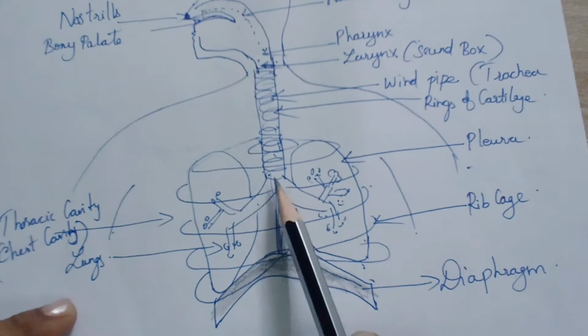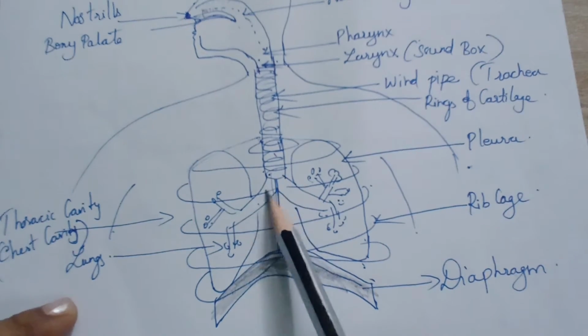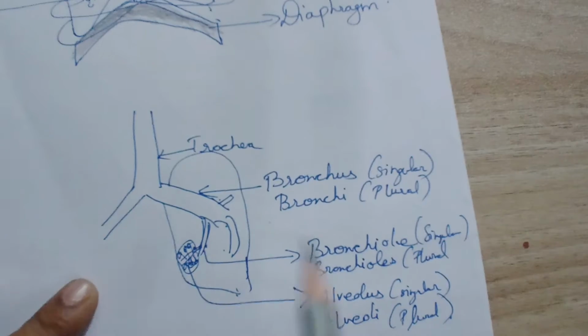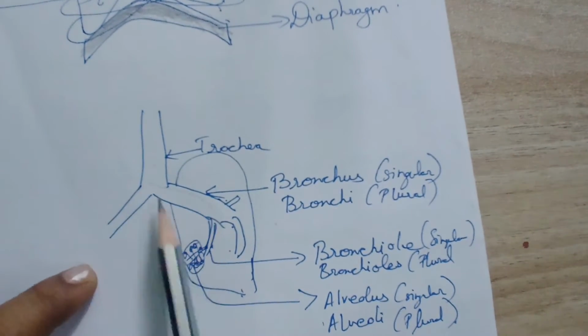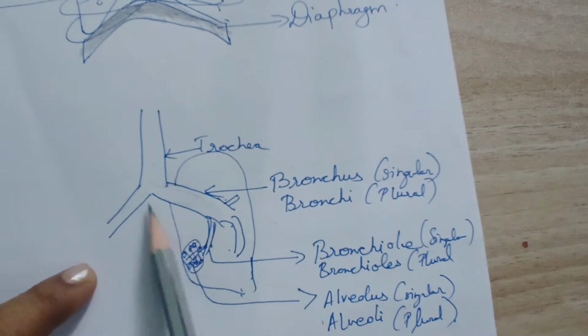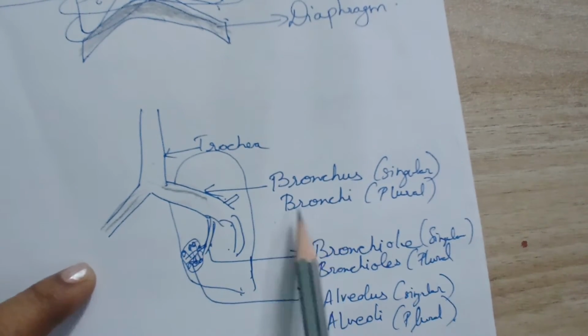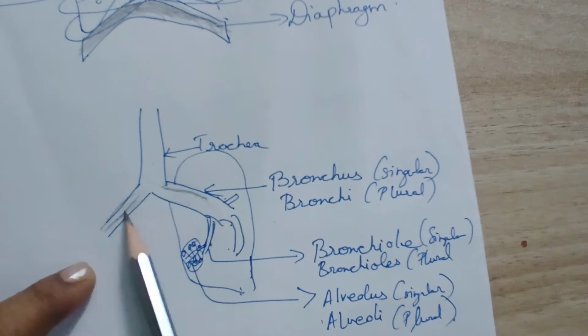You can see this part, from the windpipe to these two branches. You can see this is your trachea, and this trachea is divided into two branches and enters the two lungs. These small branches are called bronchi. These two are the two bronchi. In plural we say bronchi, and in singular it is bronchus. This is one bronchus, this is one bronchus.